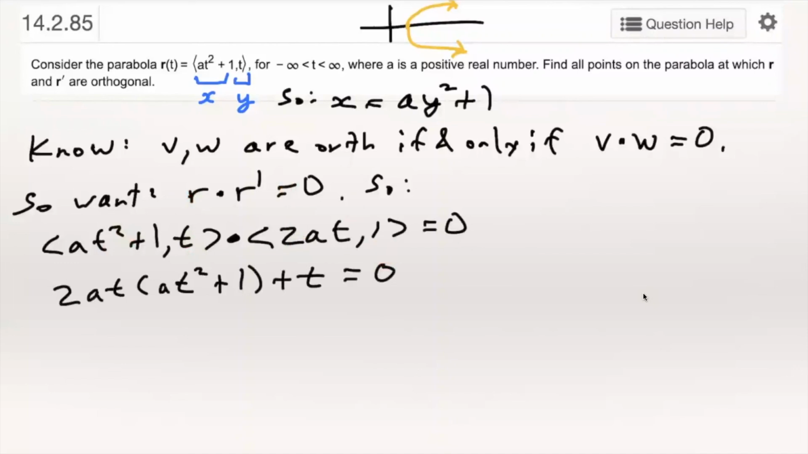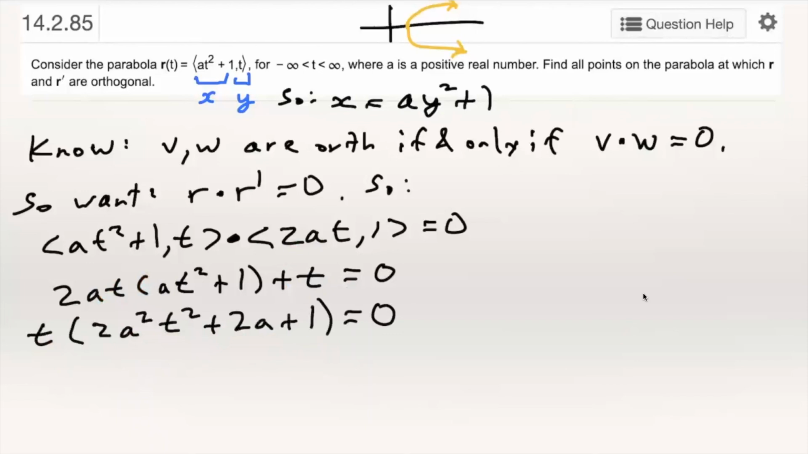And I suspect that this might be where some people got tripped up. They might have distributed this and gotten a t cubed. And how do you deal with the t cubed? Well, instead of going that route, let's realize that we can factor out a t right here. So this is t times 2a squared t squared plus 2a plus 1 equals 0. And that way we have just a product of two things. One is a t, the other is a quadratic. Much nicer.